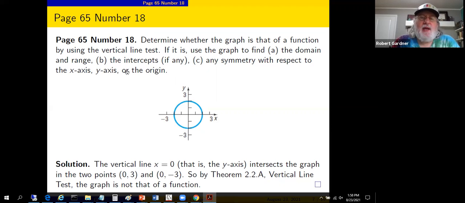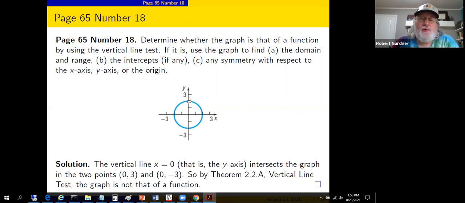What's the domain and range? What are the possible x values? Well, we get the x values ranging from negative 2 to 2. And there's points on the curve that correspond to any x value between negative 2 and 2, including the endpoints. I'd say the domain of this relation is negative 2 to 2, square brackets, the closed interval from negative 2 to 2.